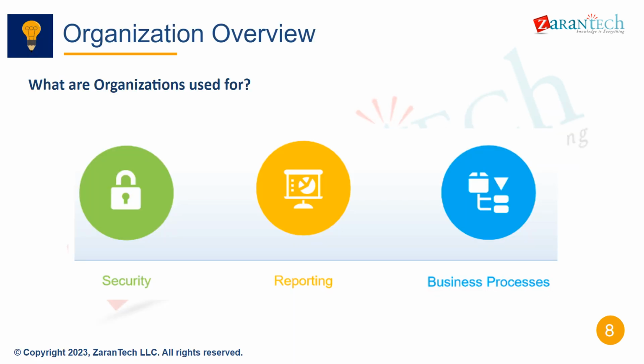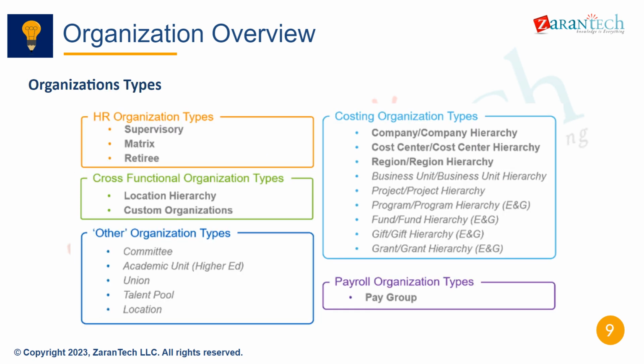Now let's look at some specifics around the organization overview. Organizations are used for modeling business structures like departments, locations, and projects, security and access control through organization-based security policies, assigning work and responsibilities through organization-specific roles and positions, and reporting and analytics at the organization level. Some common organization types in Workday include supervisory, for modeling management hierarchies; company, for enterprise-wide representation; cost center, for tracking shared costs; and region, for grouping by geographic region.